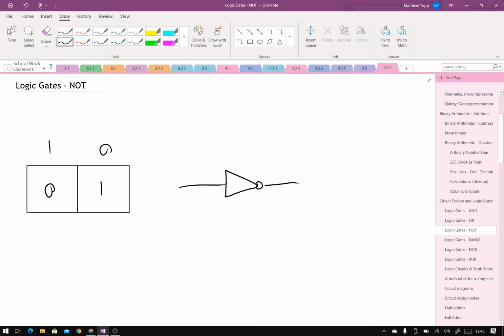Notice that it looks different to other gates, in the sense that I have single input, single output. It doesn't have dual inputs. It doesn't have dual outputs. It's a single gate.